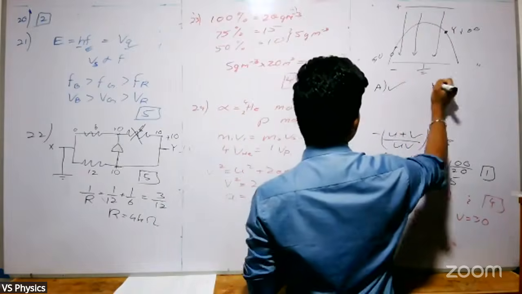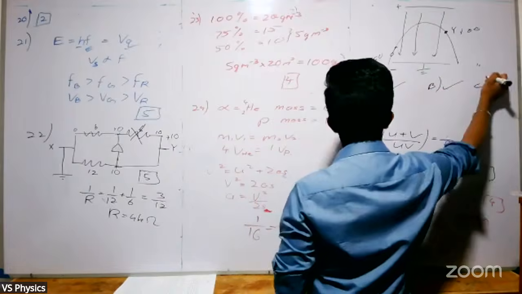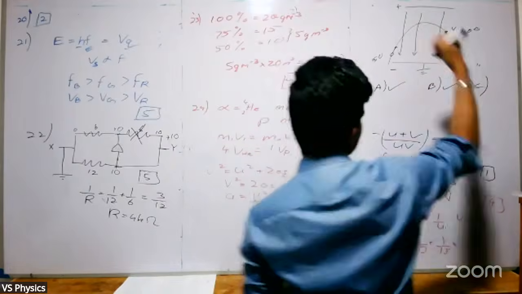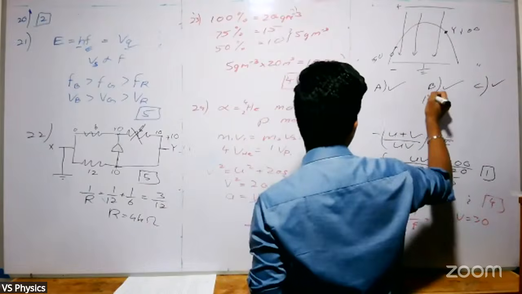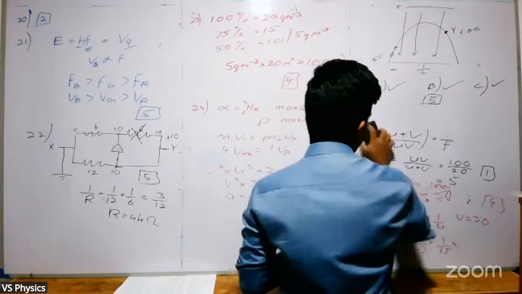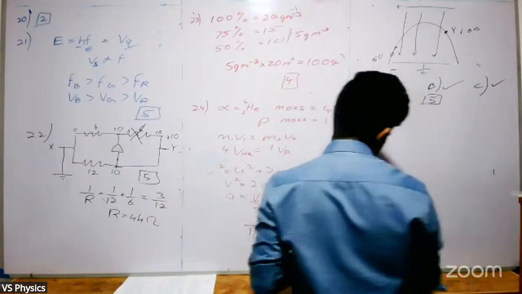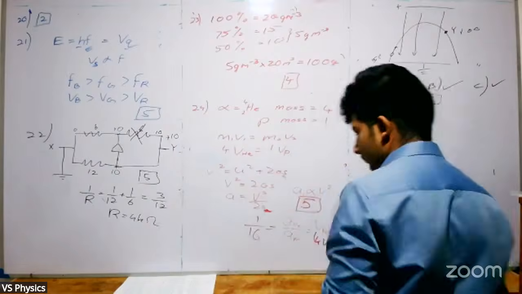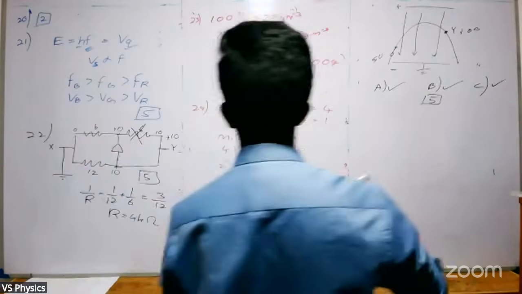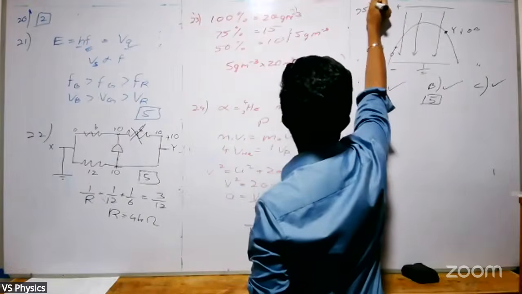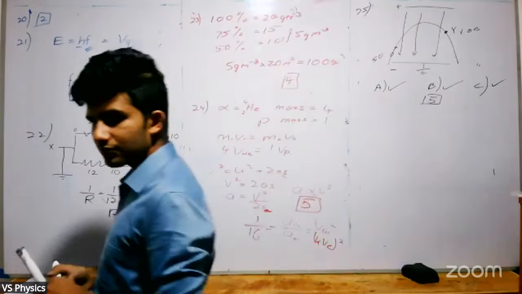A correct, B correct, C. Direction of electric field is downwards. The first thing we did. So we get the fifth answer there. Next one. So that is the 25th question, okay?